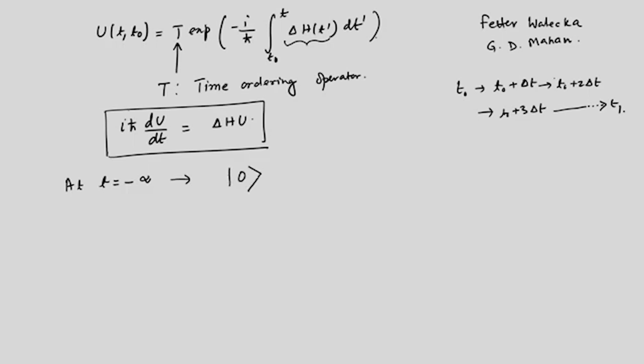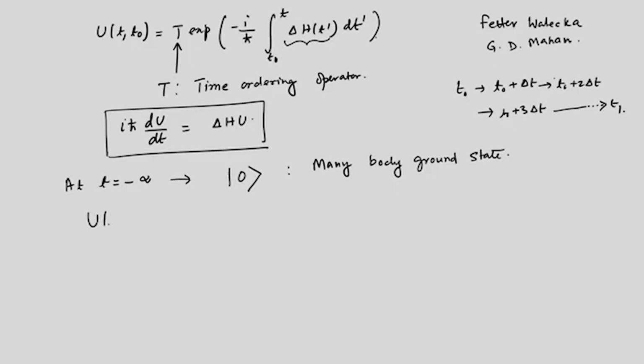It is a ground state, but nevertheless it is a many body ground state, which may have interactions inbuilt into it, but of course we do not have any effect of delta H at t equal to minus infinity. We will call this state 0 with a ket, understanding that 0 is actually a many body ground state. So, we will do it step by step.